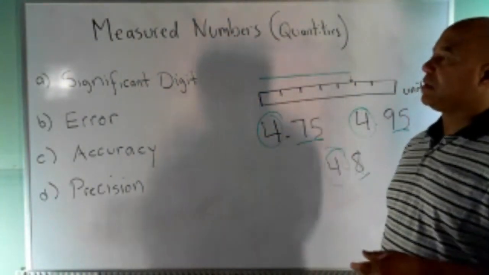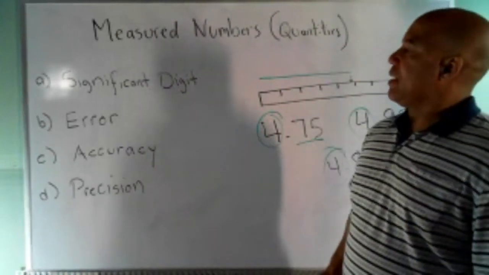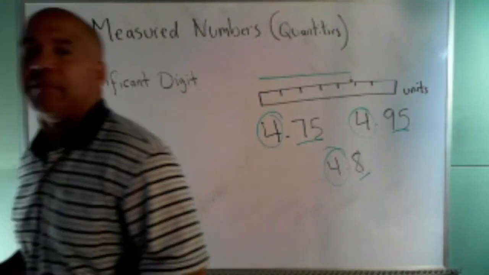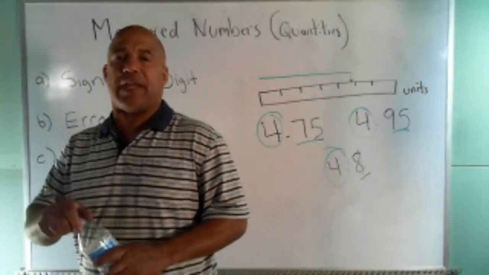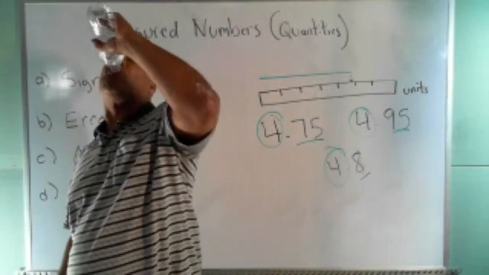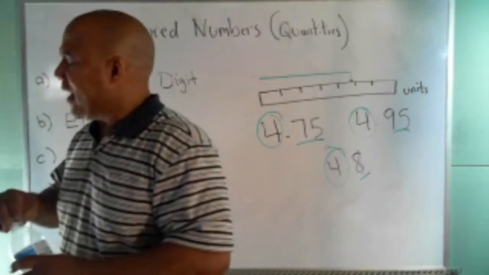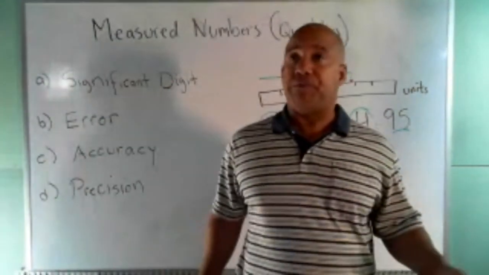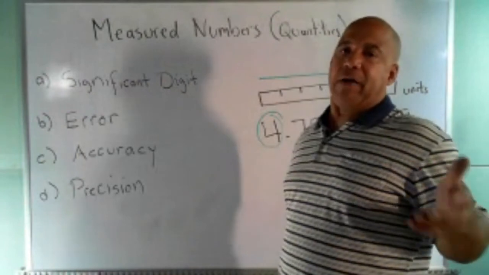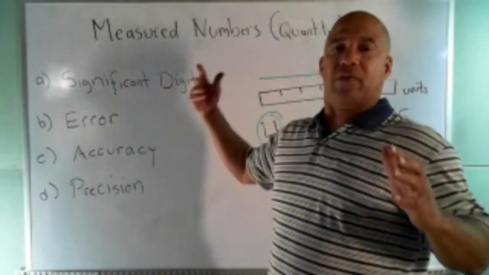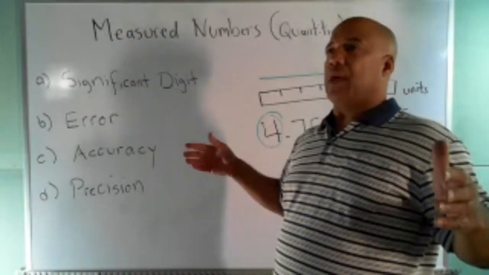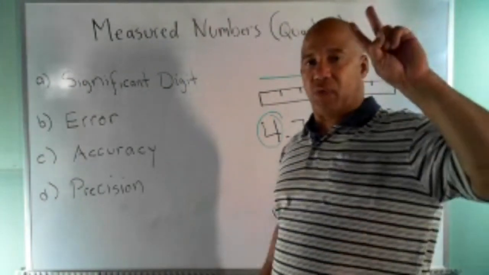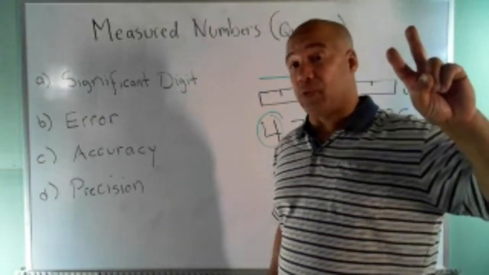Now, the next one is error. So when I say error, what is error? Error refers to error in the measurement. You're measuring something and there's error in it. So what does that mean? Really, not so much what it means, but where it comes from is the more important question. I think we all know what error is. Error is getting something other than the real value when you make a measurement. But the real question is, where does the error come from? And the answer is it comes from one of two places.